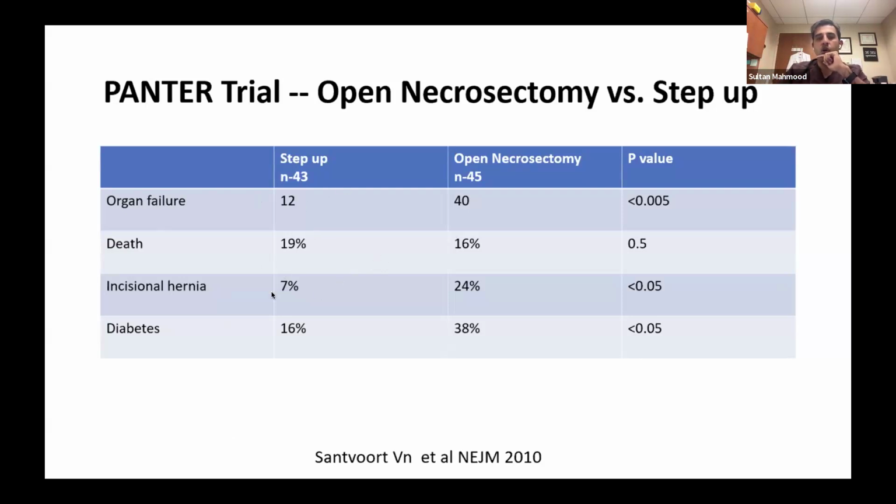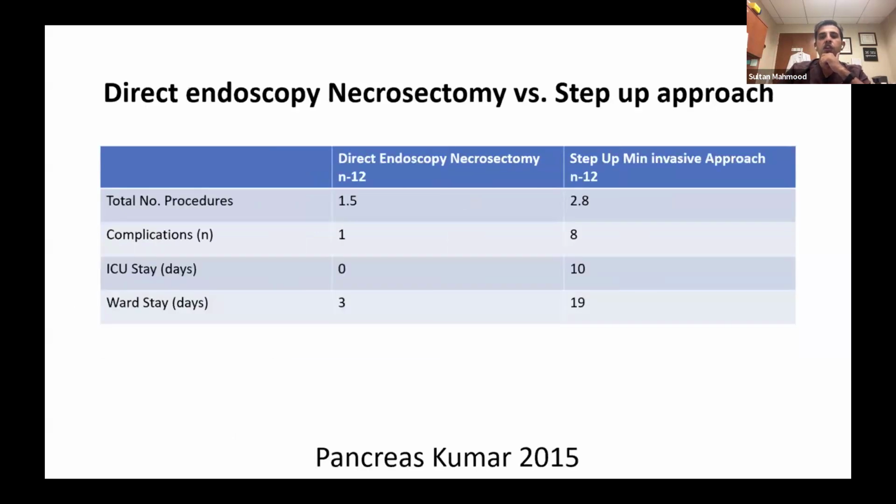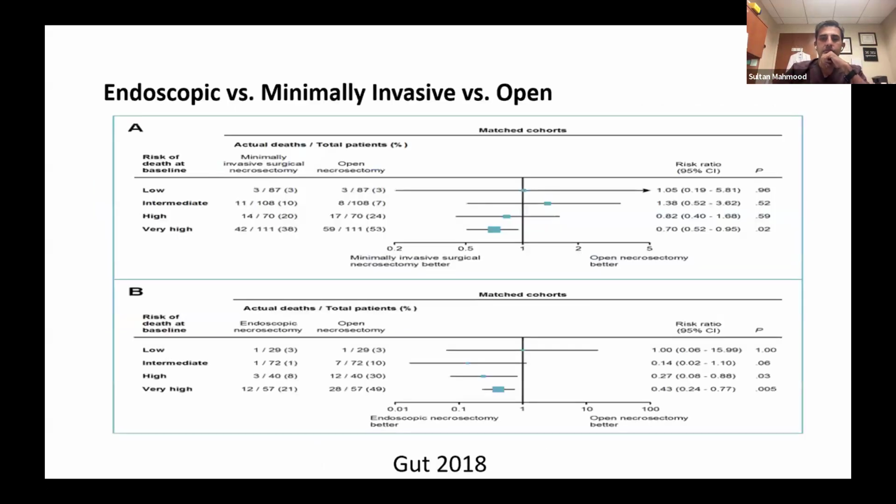The biggest difference obviously was the organ failure, but the death rates were pretty similar in both of these cases. And then we do have studies comparing the step-up approach to the endoscopic debridement, which shows that endoscopic debridement with endoscopic stent placement is associated with lower risk of complications, lower ICU stay, and lower hospital stay as compared to the step-up approach, which is done by interventional radiology.